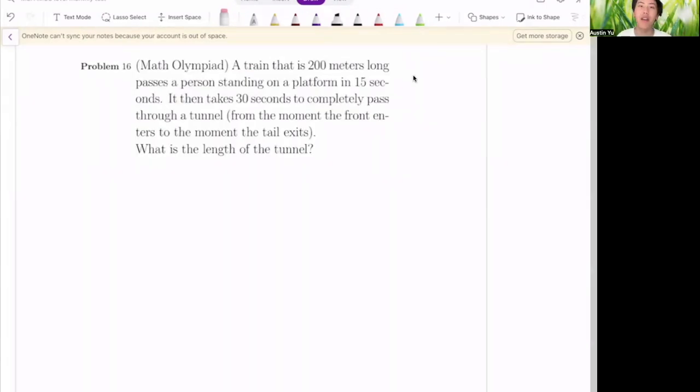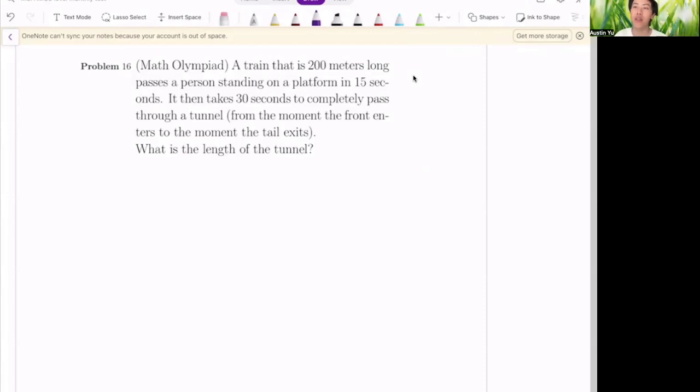Problem 16. A train that is 200 meters long passes a person standing on a platform in 15 seconds. It then takes 30 seconds to completely pass through a tunnel, from the moment the front of the train enters the tunnel to the moment the tail finally leaves it. The question being asked is, what is the length of the tunnel?